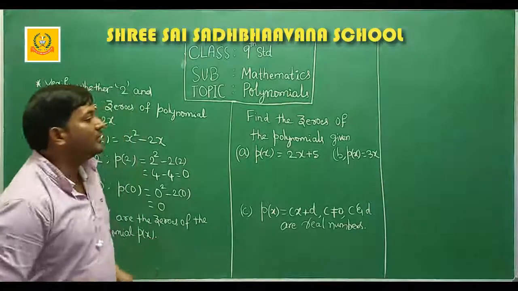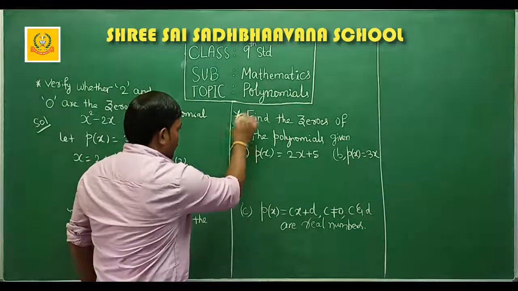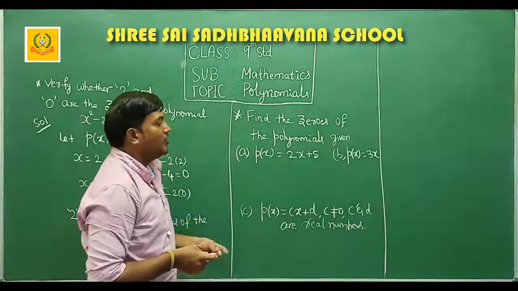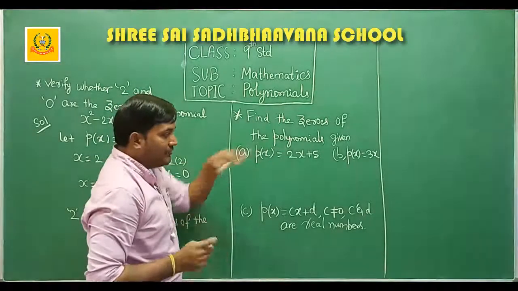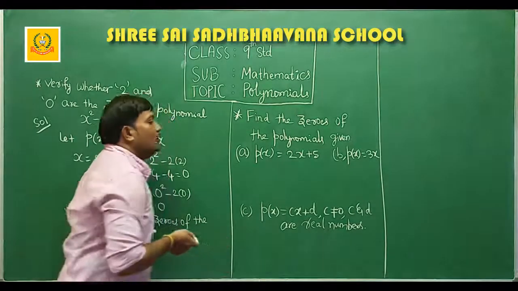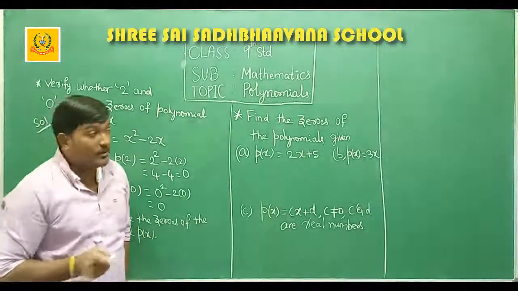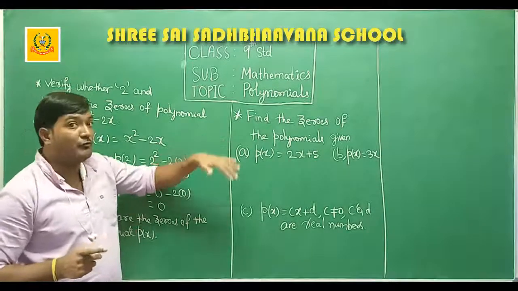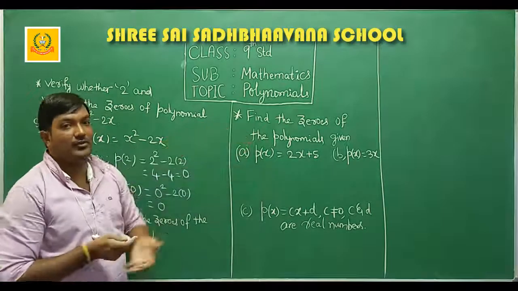Okay, next we will go with the next sum. Find the zeros of the polynomials given. We have three different questions here. First one is p of x is equal to 2x plus 5. Remember how to find the zero. Here we are not verifying, we are finding the zeros.